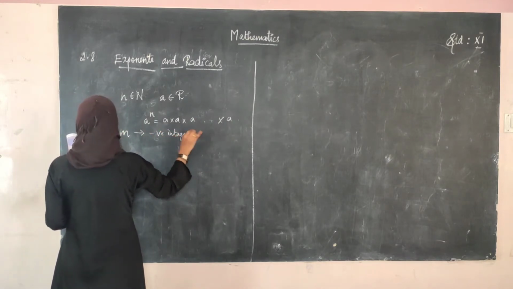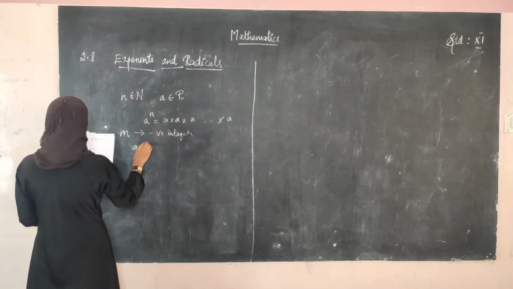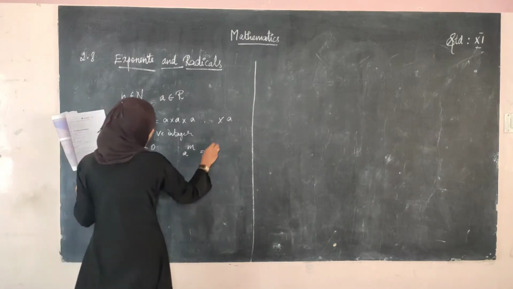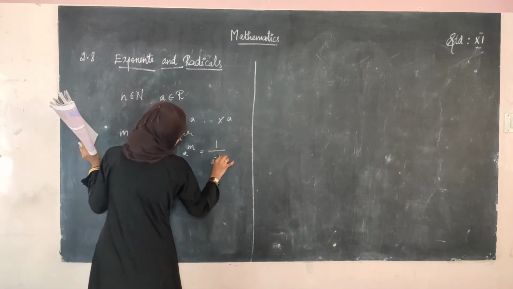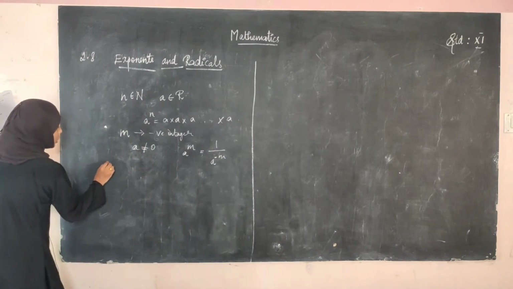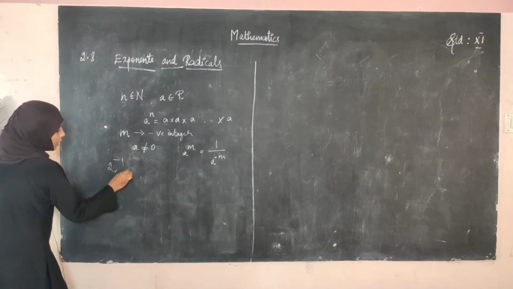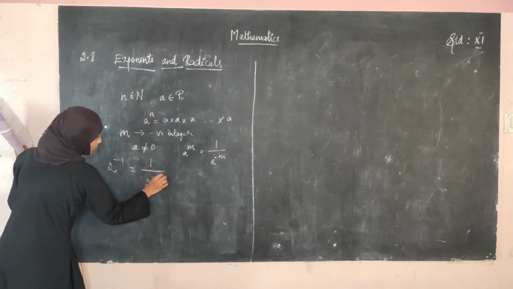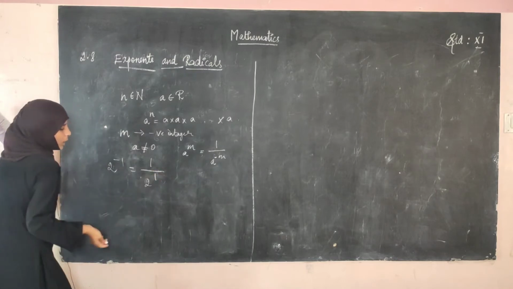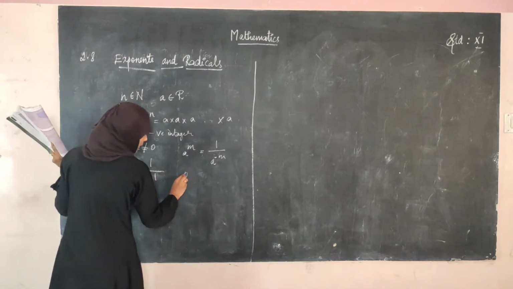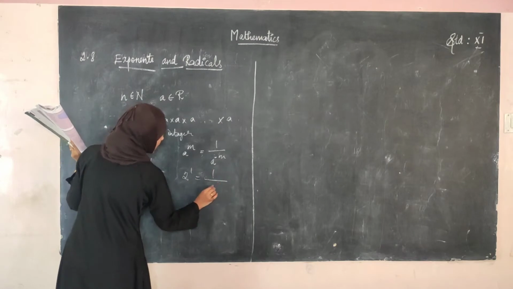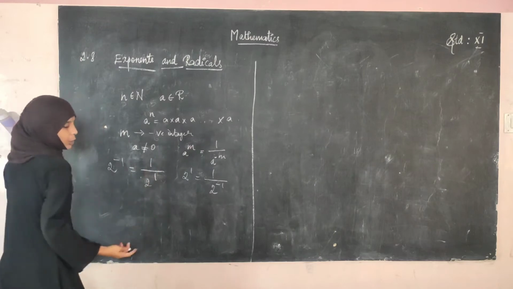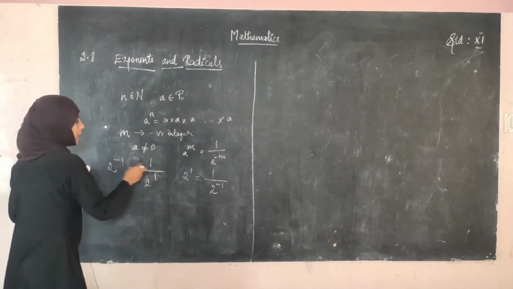If m is a negative integer and a is not equal to 0, we can write a power m is equal to 1 divided by a power minus m. Suppose 2 power minus 1 can be written as 1 divided by 2 power minus of minus 1, that is 1 divided by 2. Similarly, 2 power 1 can be written as 1 divided by 2 power minus 1. This is what this implies.